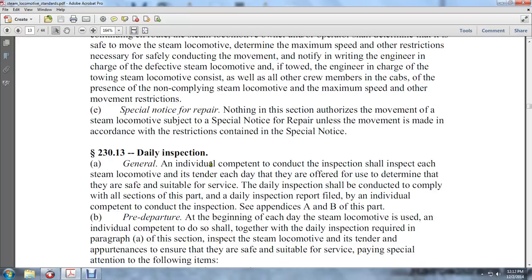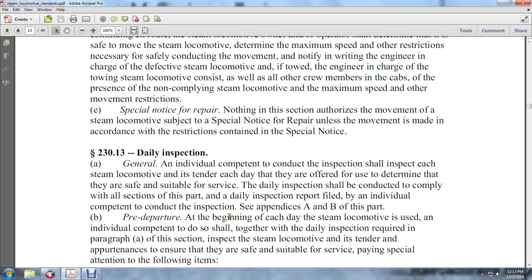230.13 Daily inspection. An individual competent to conduct the inspection shall inspect each steam locomotive and tender each day to determine that it is safe and suitable for service. The daily inspection shall be conducted and completed in accordance with all sections of this part. The daily inspection shall be reported and filed by the competent individual that conducts the inspection. See Appendix A and B of this part.